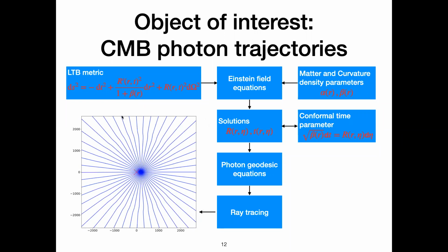The curves you see here are just the CMB photons tracing a path coming from the CMB to the observer. The red cross here is the center of the universe, and the observer is placed at some distance from the center of the universe, right? So the photons coming from the CMB converge at the observer position.